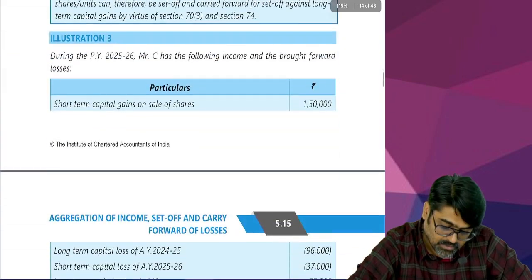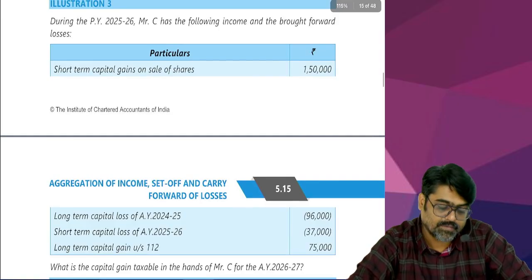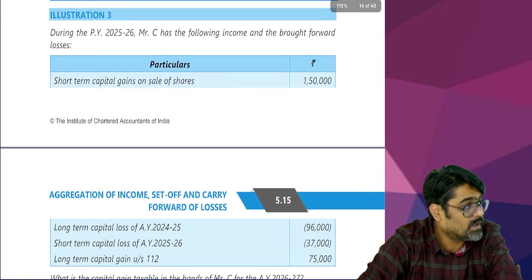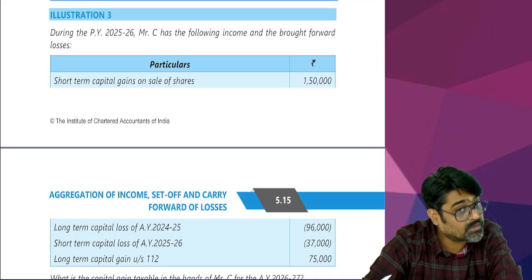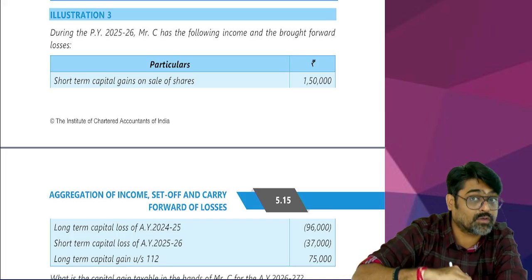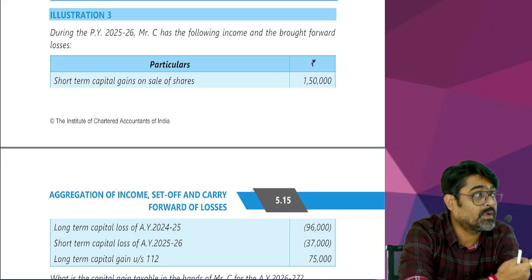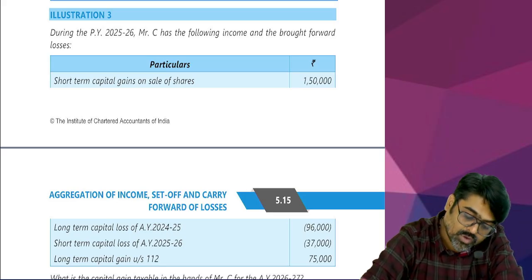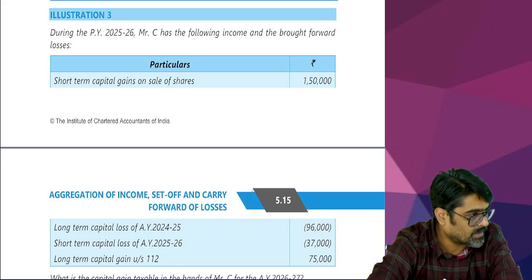Illustration number 3. During the previous year 25-26, Mr. C has the following income and brought forward losses. See, not just the losses of this year, but he has loss of earlier years also. So after the set off of loss, where it is set off, you have to remember. Yes or no? Carry forward provisions. So short-term capital gain on sale of what? This is current year short-term capital gain.